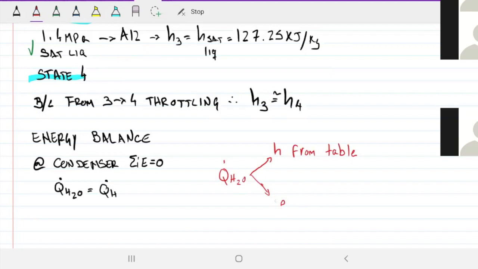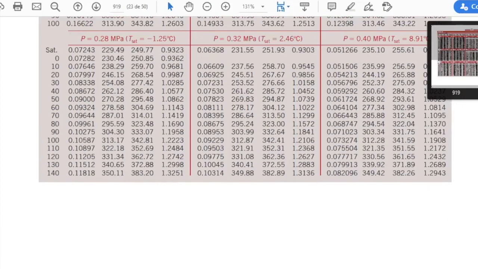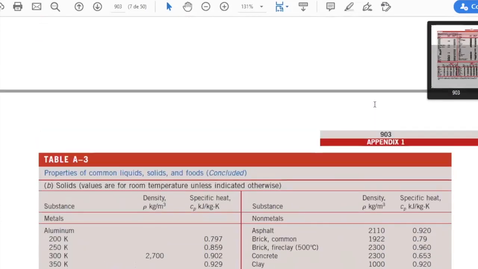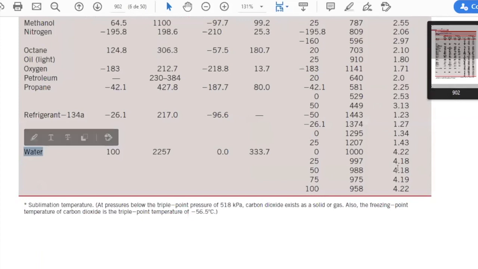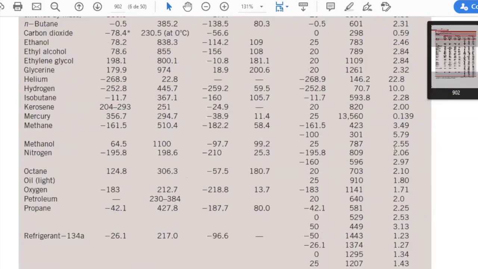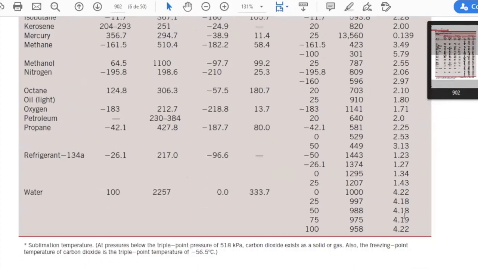Why can I use CP if I just learned that CP varies with temperature? Let's have a look. I'll show you guys. I'm going to go up to table A3, water, and look at the last column, which is specific heat CP. Check out how CP varies with temperature. At 0, it's 4.22. At 25 it's 4.18. At 50 it's 4.18. At 75 it's 4.19.